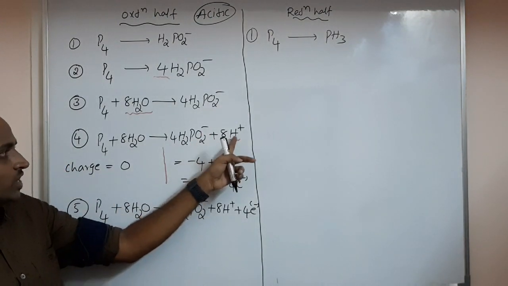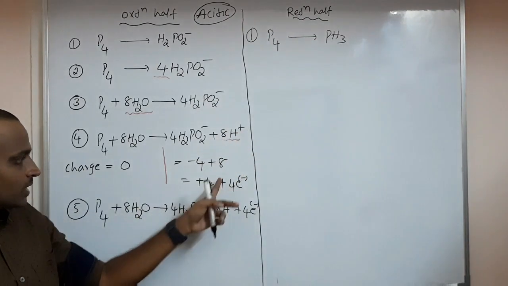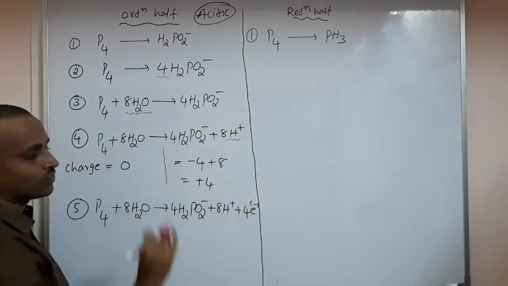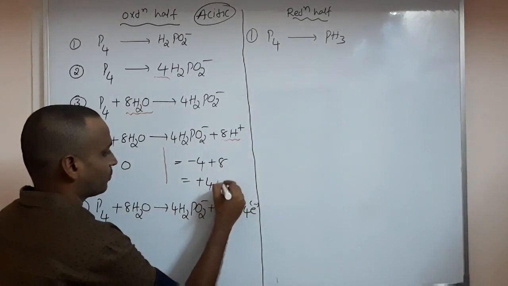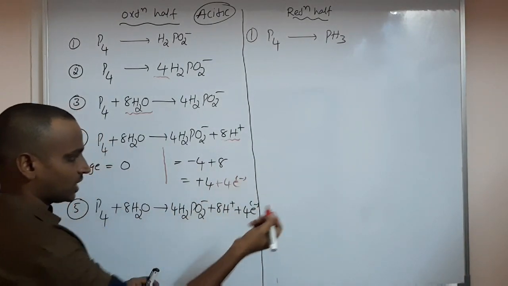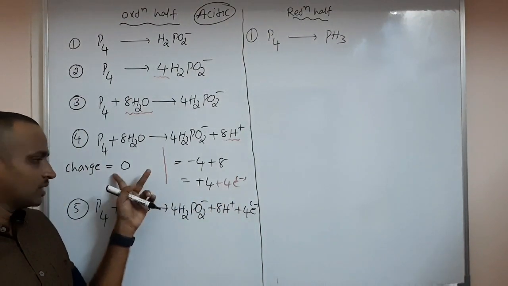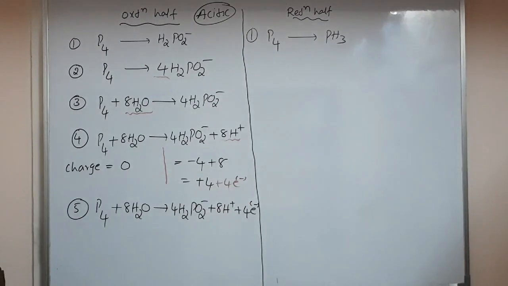Minus 4, and 1 H plus means plus 1, so 8H plus is plus 8. So minus 4 plus 8 means plus 4. So I have to add 4 electrons. Wherever you have more charge, there only you have to add electrons, I said. So plus 4 is bigger, here 0. So 4 electrons I added.